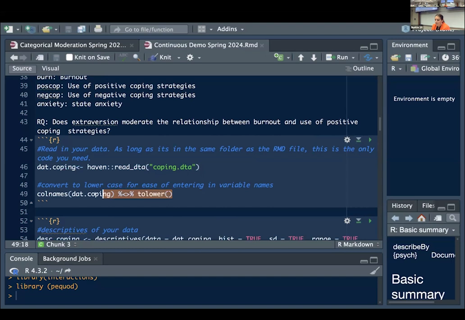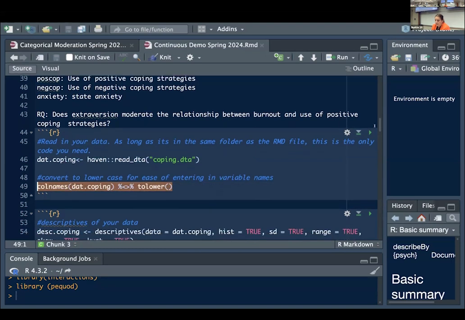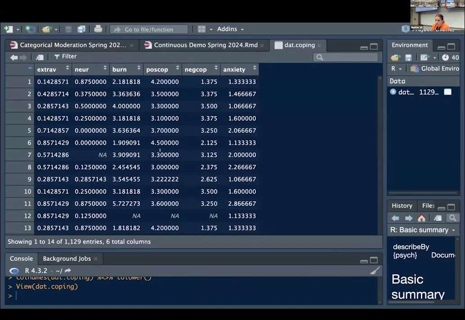And then I'm making all of my column names lower case because that makes my life easier, all right? So here's our data. We've got extroversion, neuroticism. You could test the moderating effects of neuroticism. This would be a great data set to go run a couple other moderations by yourself for fun to practice, right? You've got other moderator models in here you could run. You've got neuroticism, you've got burnout, you've got positive coping, you've got negative coping, and you've got anxiety. You've got a bunch of different variables in here that you could practice moderated models with.